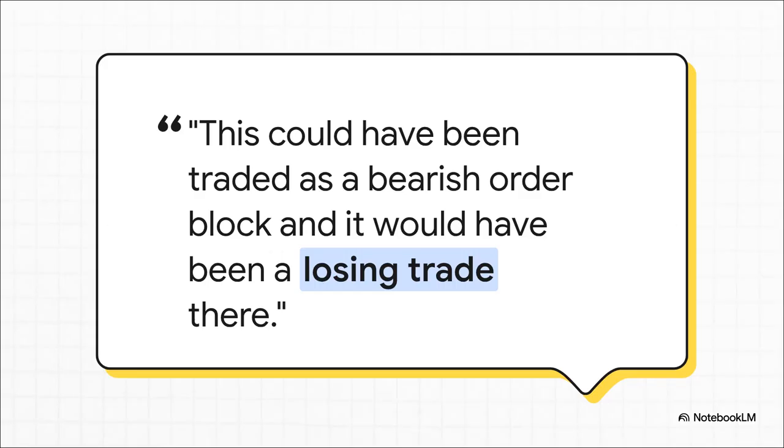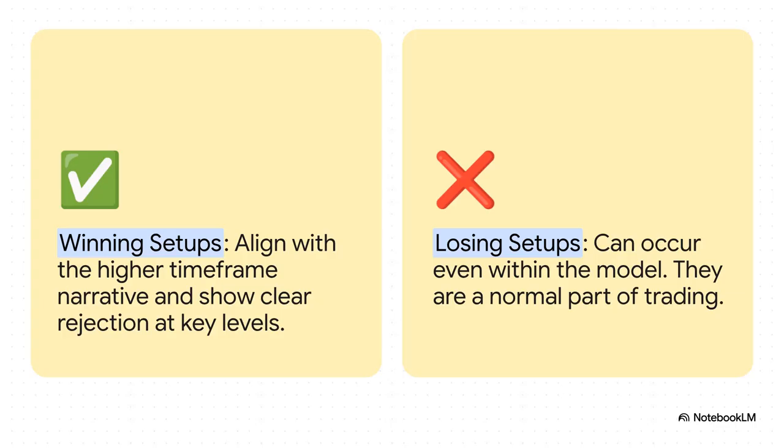And listen, this is so important to remember. No system is foolproof. ICT himself is extremely clear about this. Sometimes a pattern that looks absolutely perfect is going to fail. And that's not a flaw in the model, it's just the reality of trading in the market. So let's be realistic here. The winning setups, they're the ones that line up perfectly with that high time frame story and show a really clear, decisive rejection at our key levels. But losing setups, they're going to happen. They're just the cost of doing business in this game. The key isn't trying to avoid every single loss, because you can't. It's about having a solid plan and managing your risk when they do pop up.